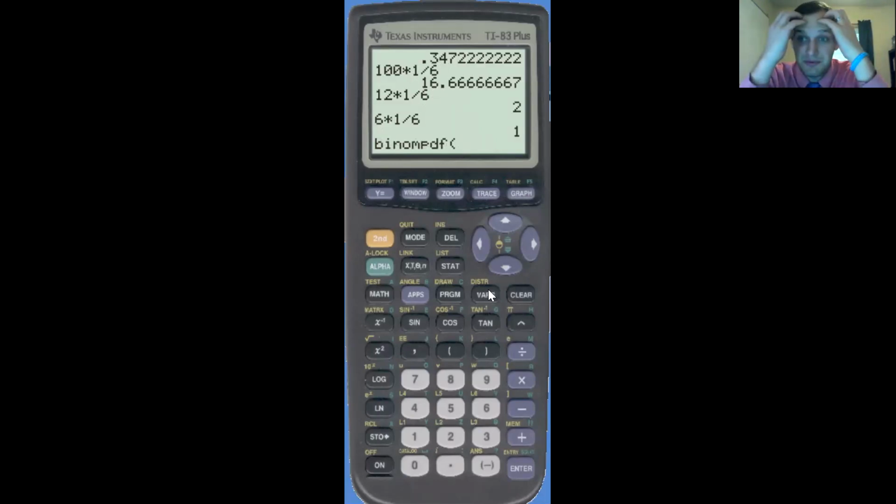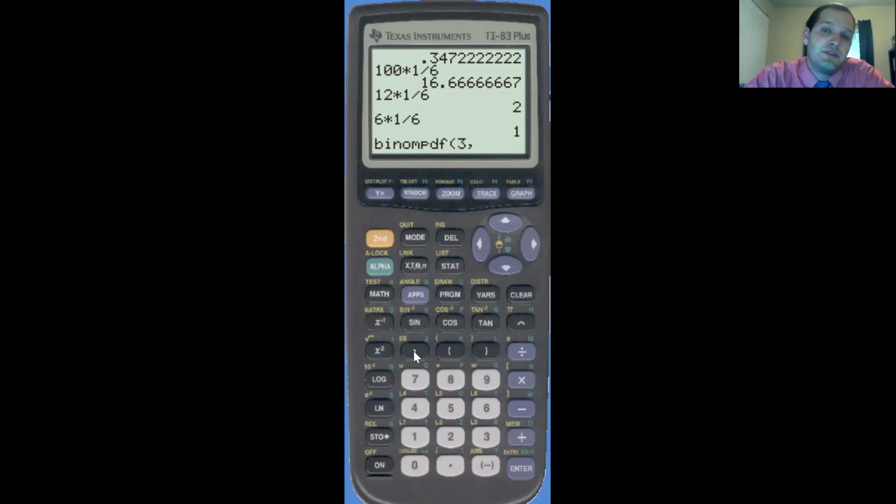Now yours is probably going to pop up a really nice menu where it's going to tell you the number of trials, the probability of success, and the number of successes. Well, in this case, our number of trials is how many times we're going to roll the dice. How many times do we roll the dice? 3. Okay. So on yours where it says trials, you're going to put a 3.